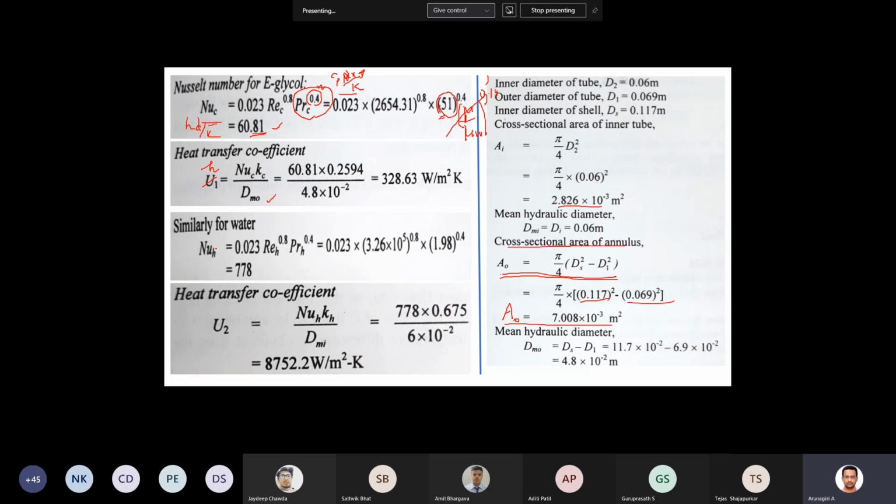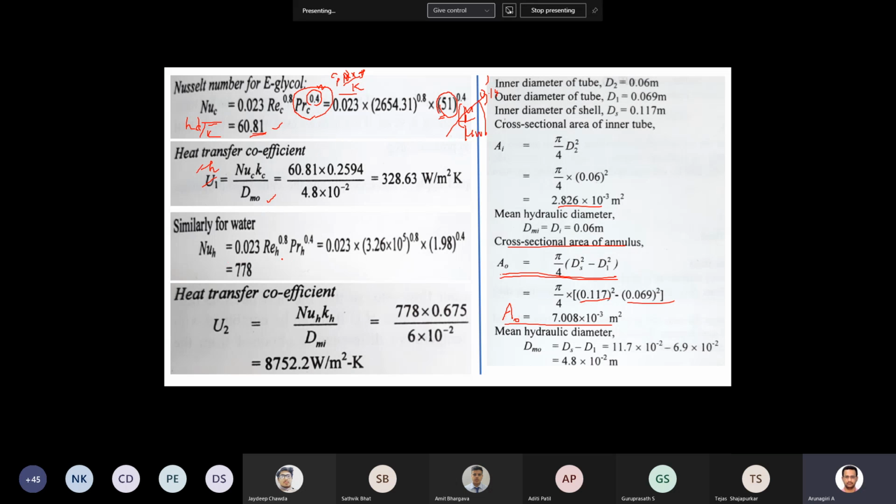Because for the overall heat transfer coefficient, there is a general notation used to represent it. So hD by k. So your Nusselt number into k by D will give the heat transfer coefficient. So 60.8 into your thermal conductivity 0.2594, then your equivalent diameter is 4.8 into 10 power minus 2. So 328.63 watt per meter square Kelvin.